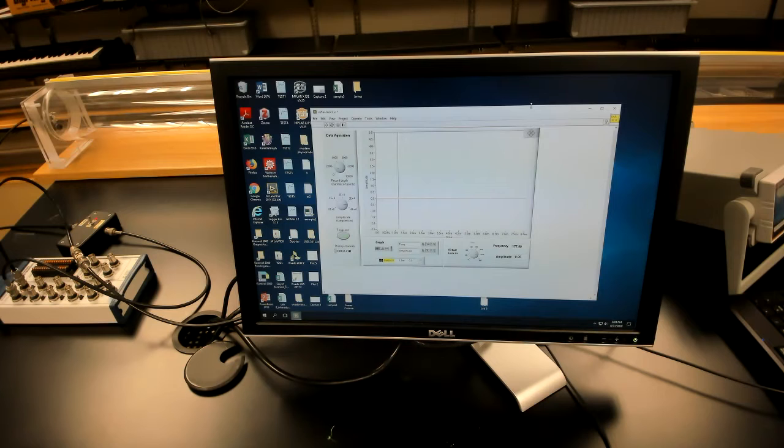Okay, let's look at a second example. Let's see how to record data when we're exciting the speaker with a sinusoidal voltage. In other words, we're producing a pure tone. Okay, I'm going to start the data recorder. And now we'll turn on the sound source. There we go.